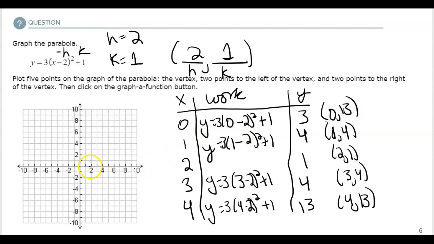Then we can plot these. And it would look something like this. So this is what you should have gotten for this one that you just did on your own.